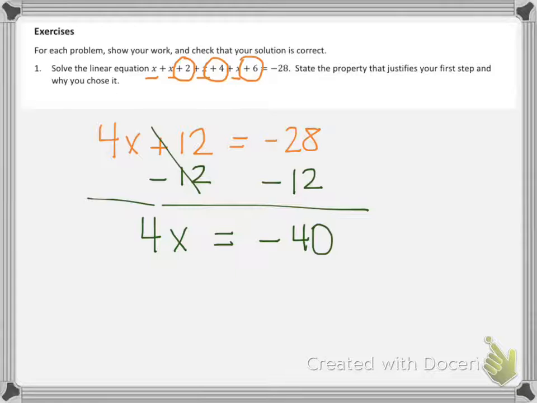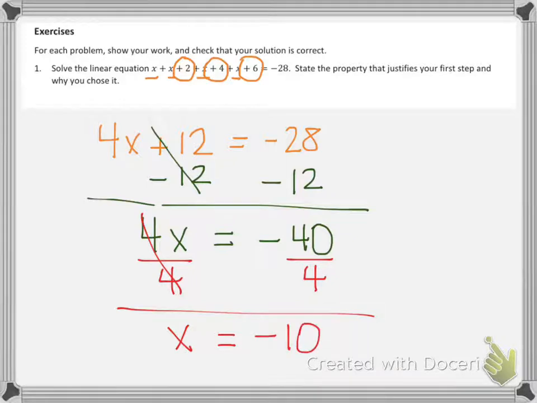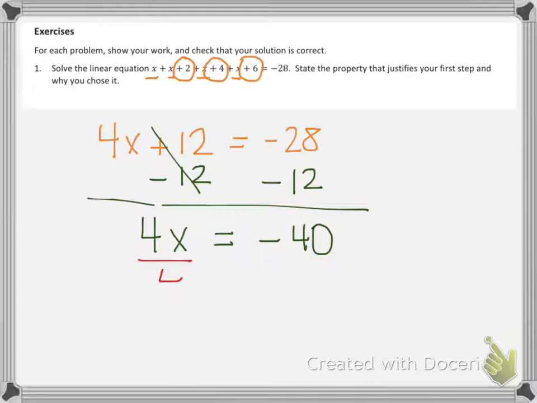The next thing I would do is undo multiplication. And you may have learned in the past to undo multiplication with division. Just like this, that certainly works. 4 divided by 4 is 1x. Negative 40 divided by 4 is negative 10. You can certainly do that. I'm going to show you a different way because we're going to be dealing with a lot of fractions. And that doesn't work for fractions. We can't divide by a fraction. In fact, it's not mathematically defined.